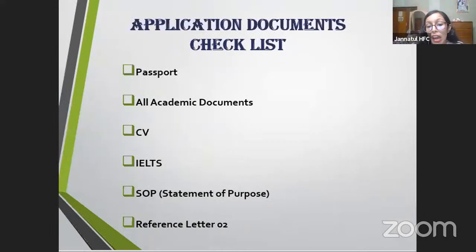For the application, we need some documents as scanned copies: your passport, all your academic documents like certificates and transcripts, and your updated CV. We need your IELTS certificate or any other English proficiency certificate like YTC, Duolingo, Pearson test or Oxford internal test. We also need your statement of purpose, where we will help you, and 2 reference letters. If you are a student, you provide a reference letter from your academic institution. If you are a working person, you provide 2 reference letters, one from your academic institution and the other from your employer.